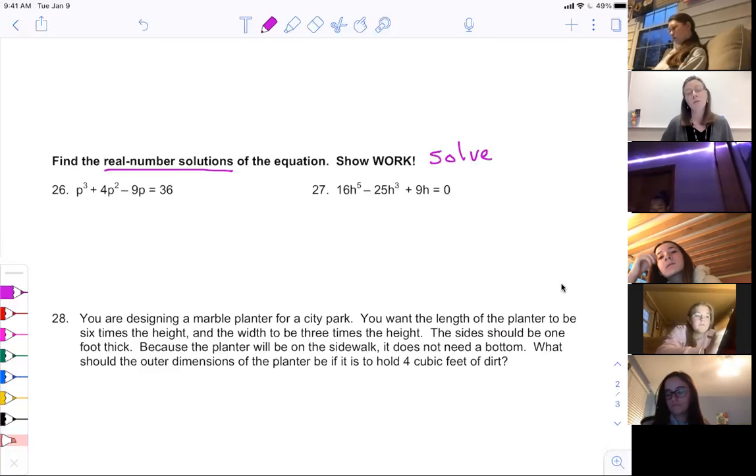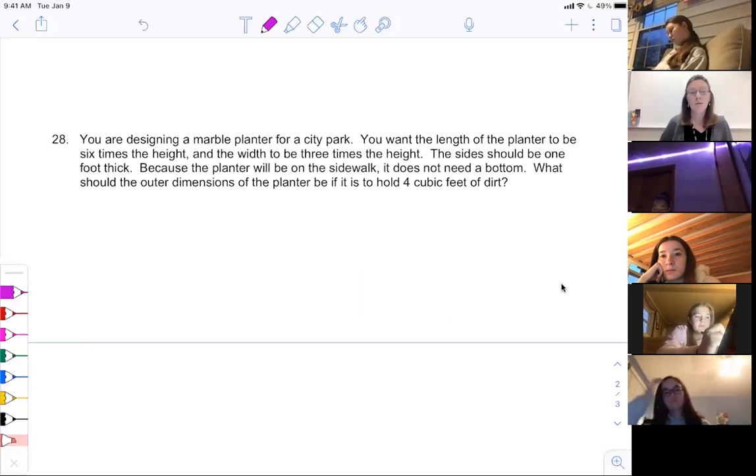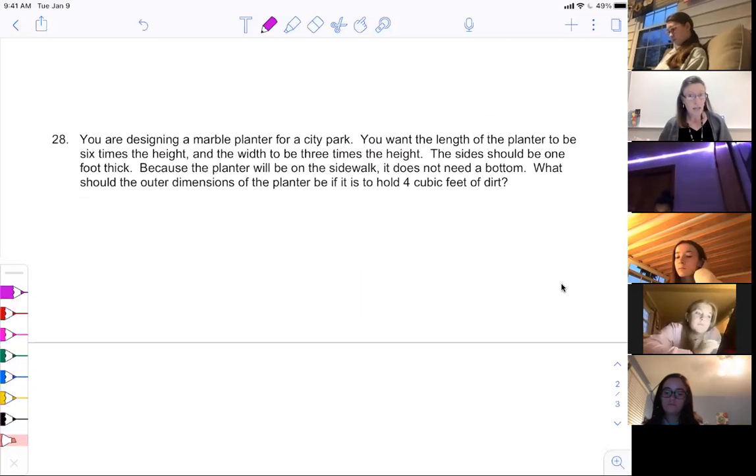It means to solve. I wanted to start number 28 with you so that you could have like a head start on the word problem to kind of think about what to do with this problem. We did one like this yesterday. We were in a park and there was a fountain in the park that we did yesterday. And this one is a flower planter.